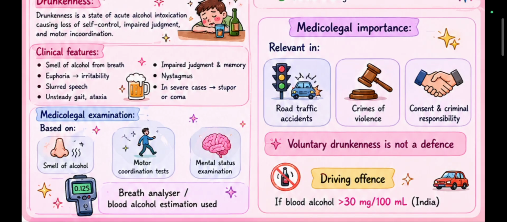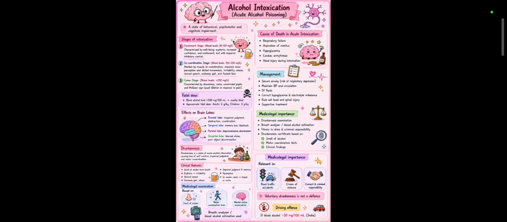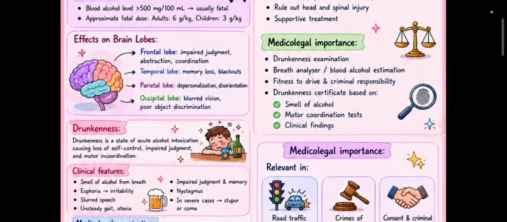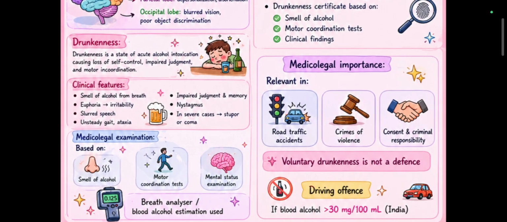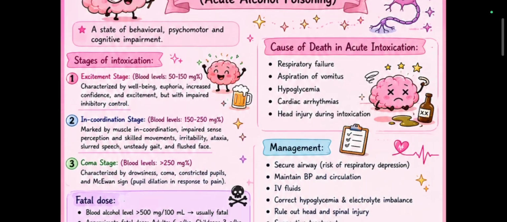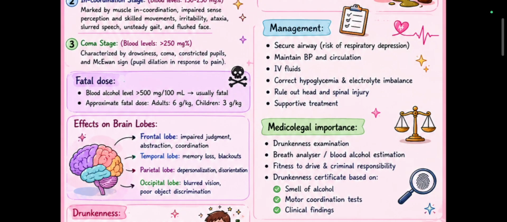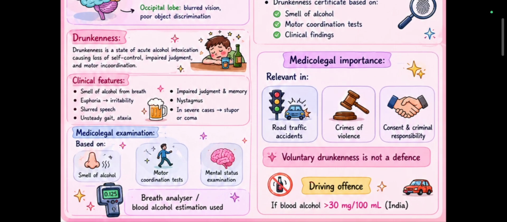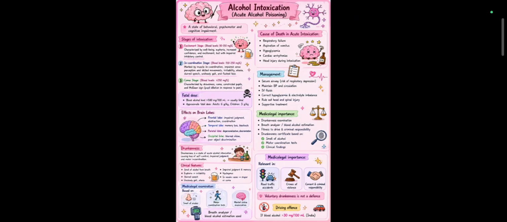And it is a driving offense if blood alcohol is found to be greater than 30 mg per 100 ml in India. Okay, greater than 30 mg per 100 ml. This was all about alcohol intoxication or acute alcohol poisoning. Remember the stages: EIC, excitement, incoordination, coma; fatal dose, effects on brain lobes; then drunkenness, clinical features, examination, cause of death, management. Management is important: secure airway, maintain BP and circulation. Medical legal importance. So yes, this is all about acute alcohol poisoning.